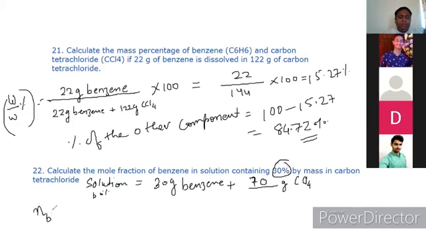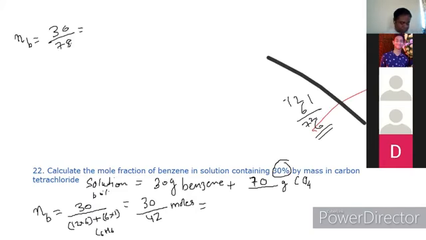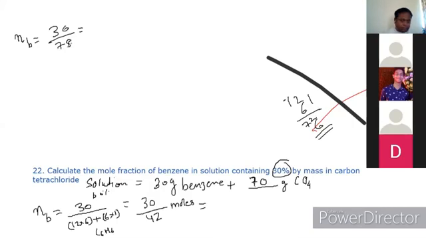Now, number of moles of benzene will be equal to 30 gram divided by 12 into 6 plus 6 into 1. C6H6. This will be 30 divided by how much? 36 plus 6, 42 moles. 30 divided by 42, 5 by 7. 0.38.